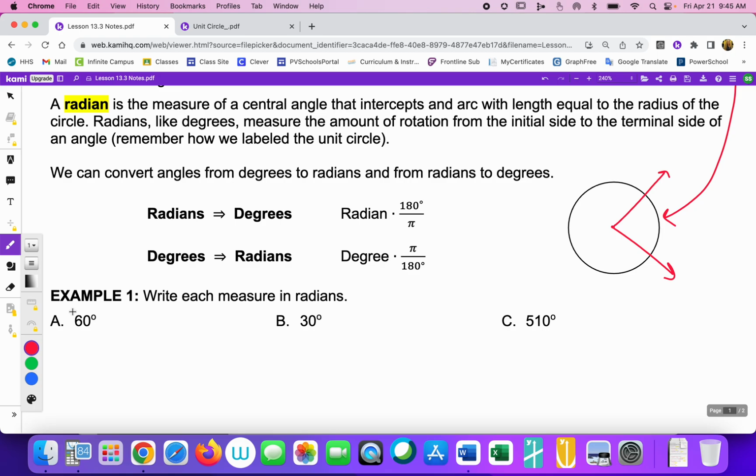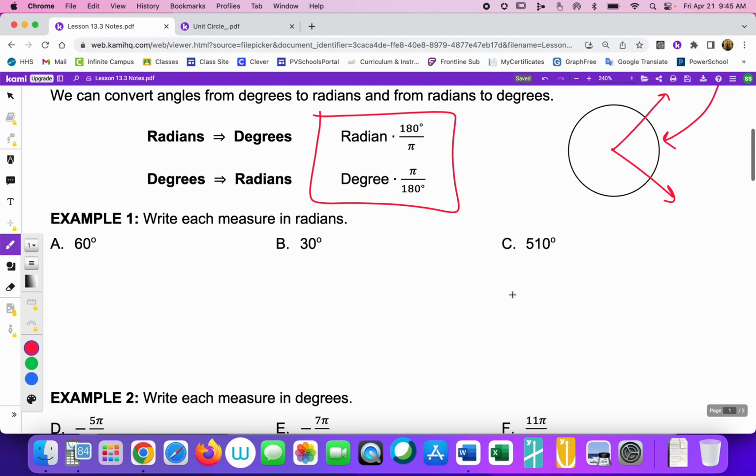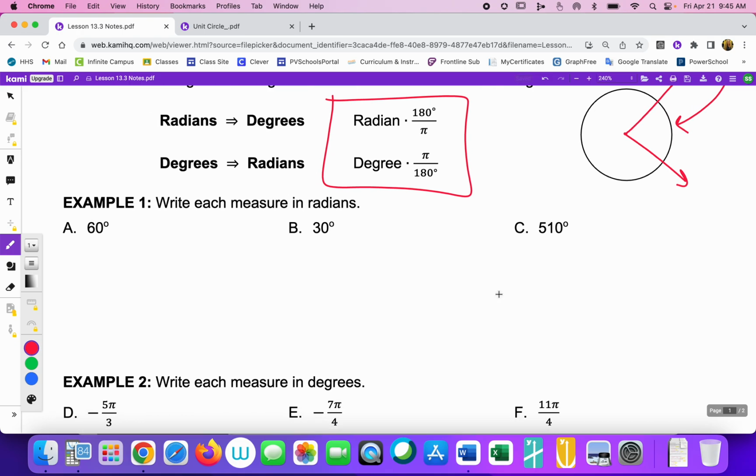All right. So we're going to start off with those. So you'll need to know this from memory. So start memorizing it. We're going to use it multiple times today. So if we're going from degrees into radians, on example 1, you're going to multiply by pi over 180.